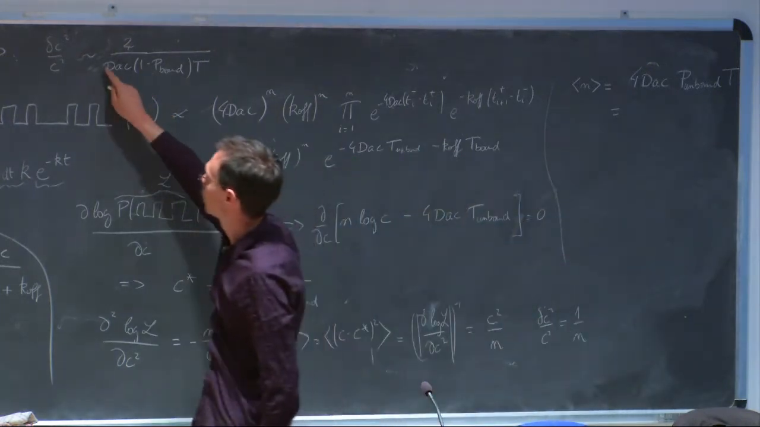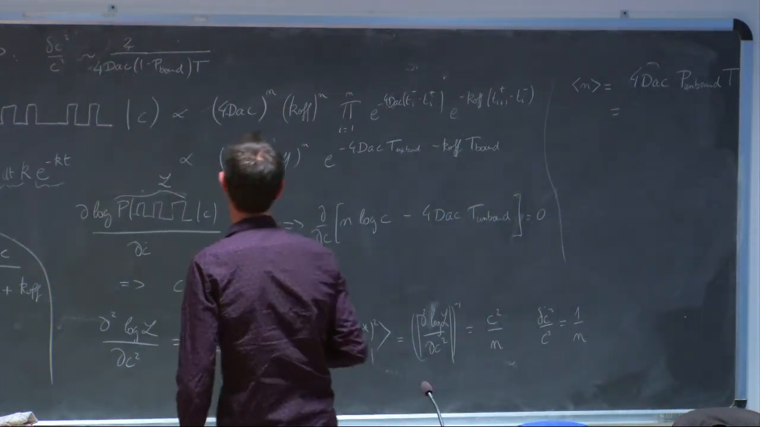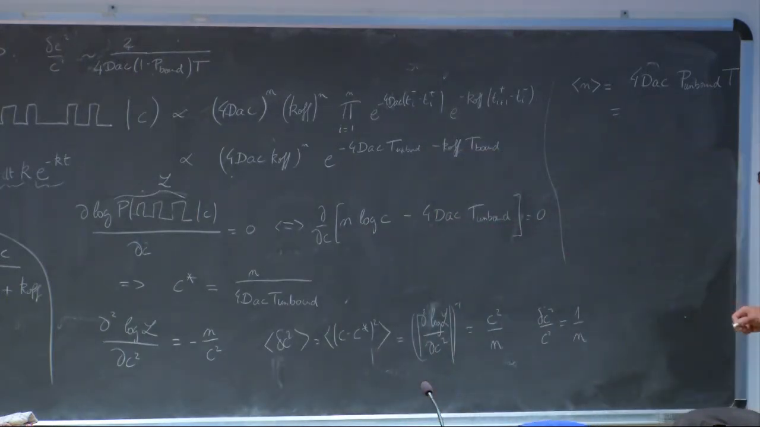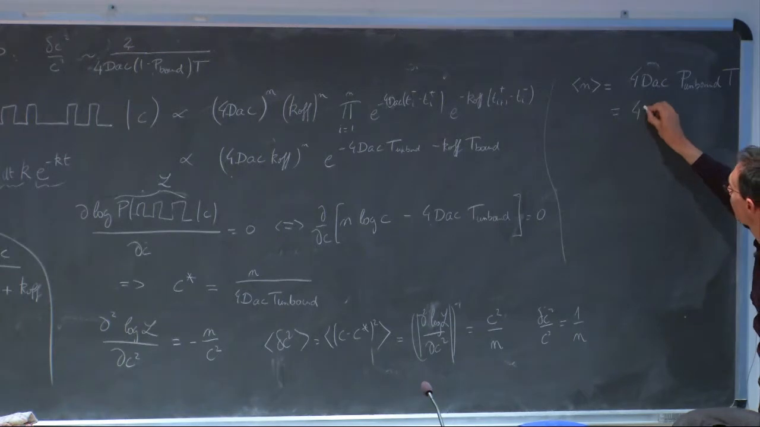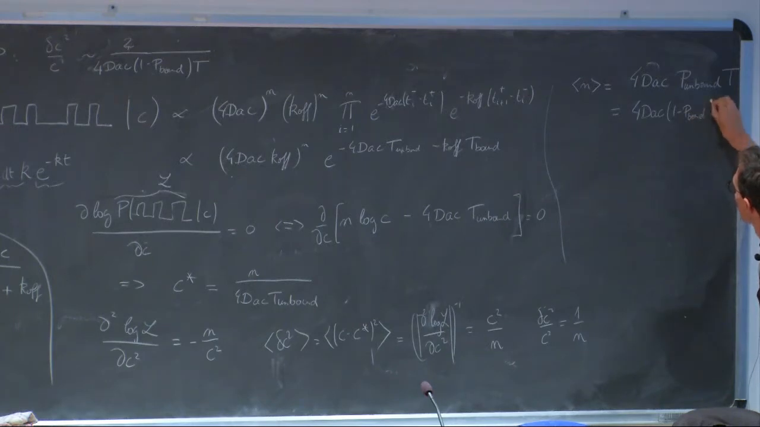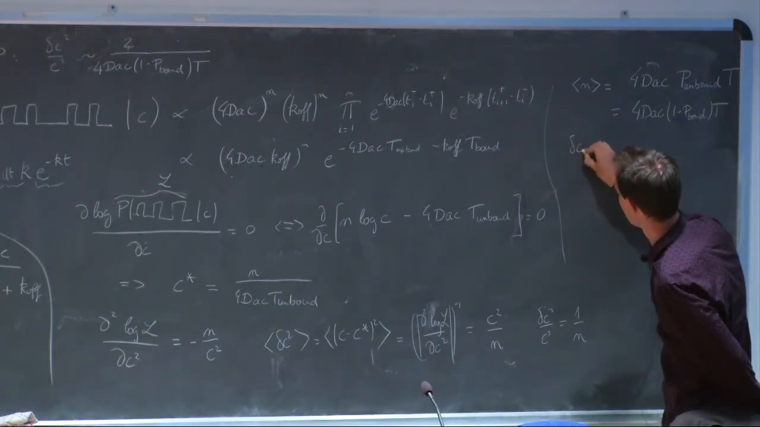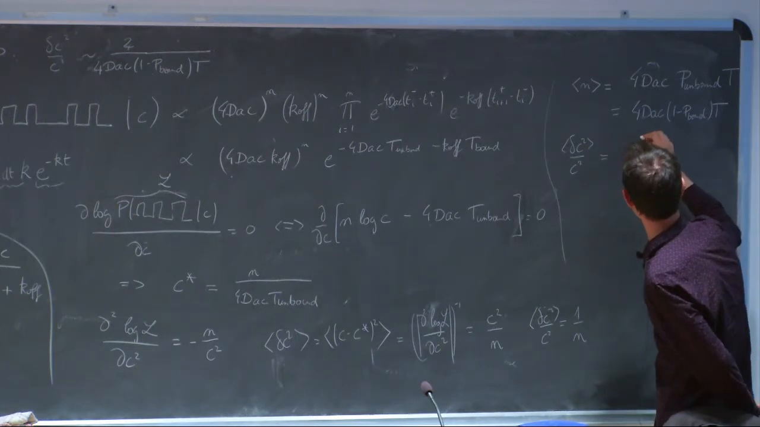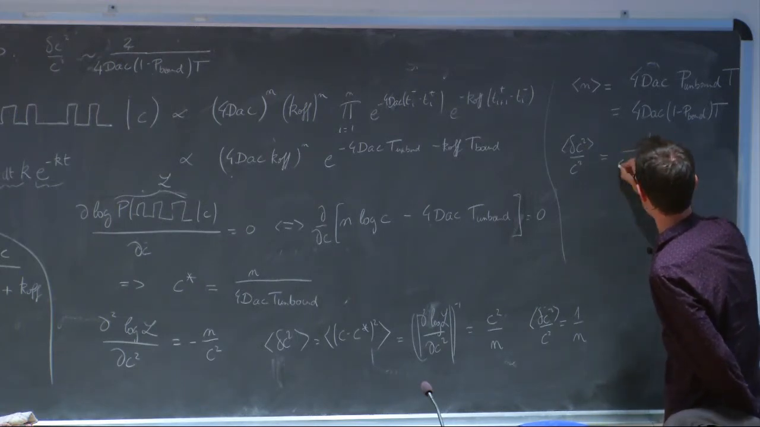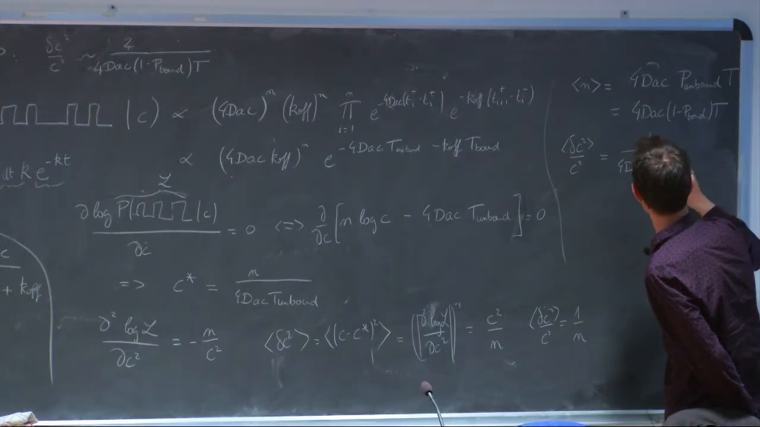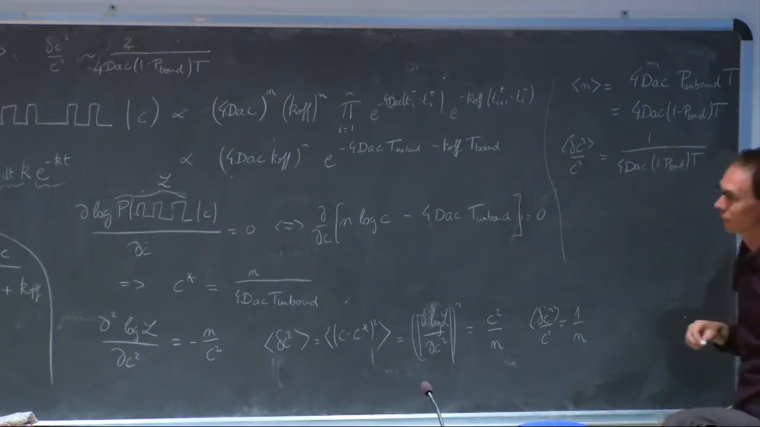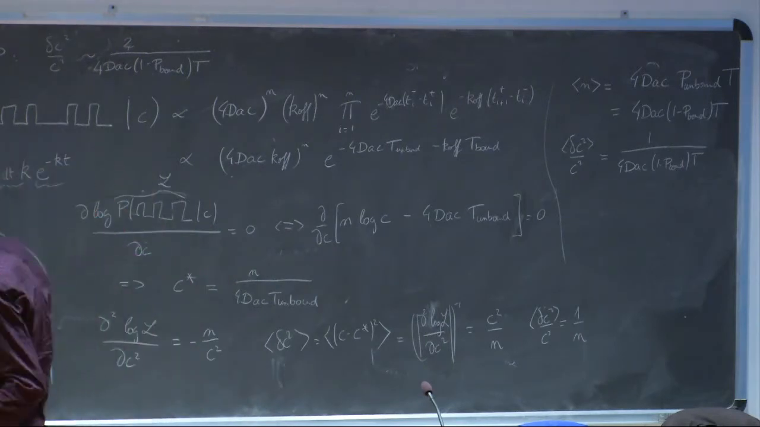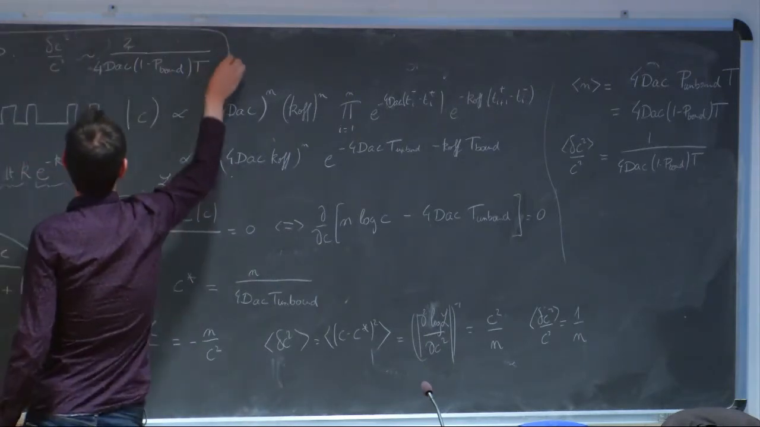Sorry, actually, here I made a mistake. There's a 4. Okay? So let me rewrite this. It's 1 minus P bound, times T. And now my error goes like 1 over 4DAc, 1 minus P bound, T. So that was Berg and Purcell.